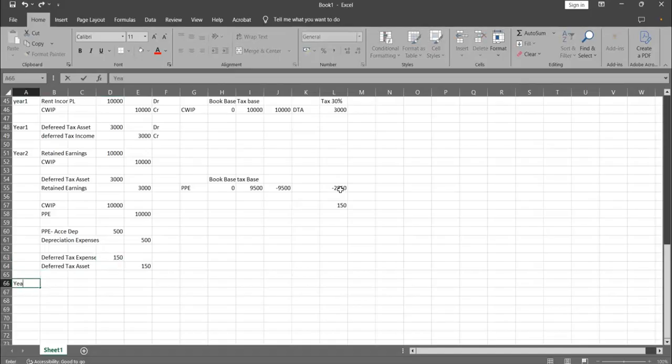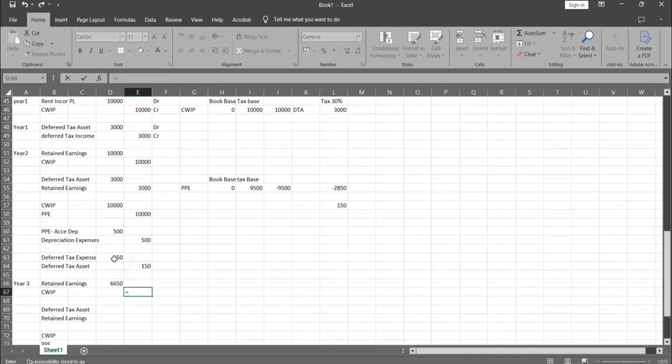Now in year 3 we will again have to carry forward all those adjustments. The same method: retained earnings, CWIP, everything. Since the CWIP has already been reversed, we can either carry this entry forward as it is, or we can carry it forward on a net basis. So on a net basis, what will be the adjustment? Retained earnings: this minus this, minus depreciation expenses plus this. So this will be part of retained earnings.